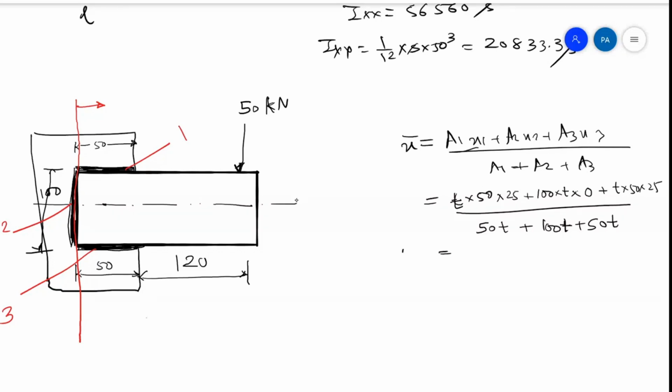Okay, so this will give us the value equal to 12.5 mm. G is at what distance? 12.5 mm. Okay, this point is G. Have you understood this? Yes, sir. So what is eccentricity now? Eccentricity is from here to here. That is 120 plus minus X. 50 minus 12.5. Correct? This will be the value of E.